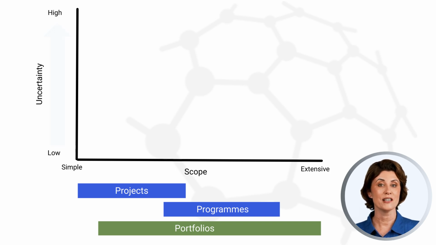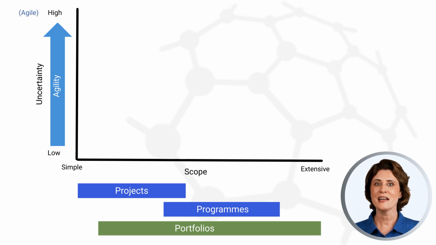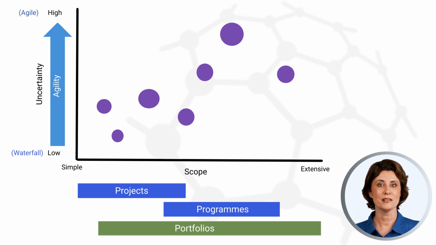Uncertainty is managed through agility, and the top end of this scale is what is known as agile. If the objectives and how to achieve them are of low uncertainty, then we would need less agility, and this is what has become labeled as waterfall. Any initiative sits somewhere on these 2 axes. Not only that, but different parts of a project, program, or portfolio may sit at different points.